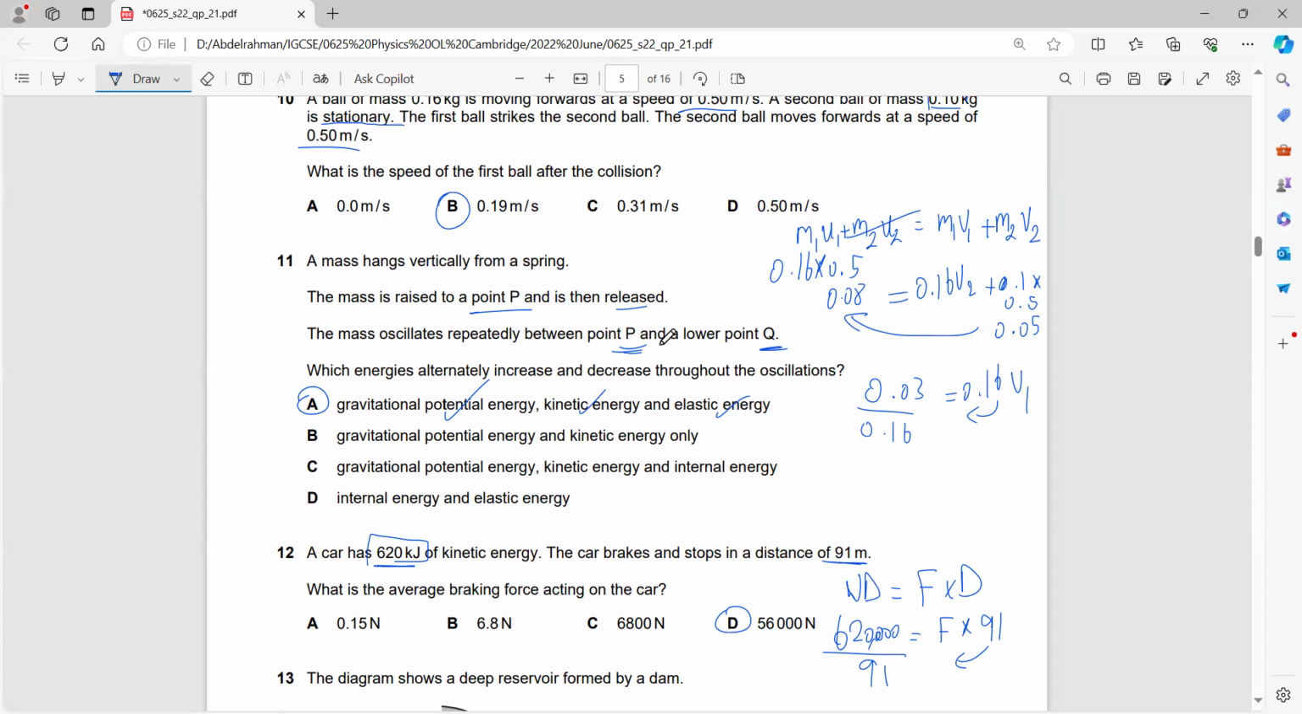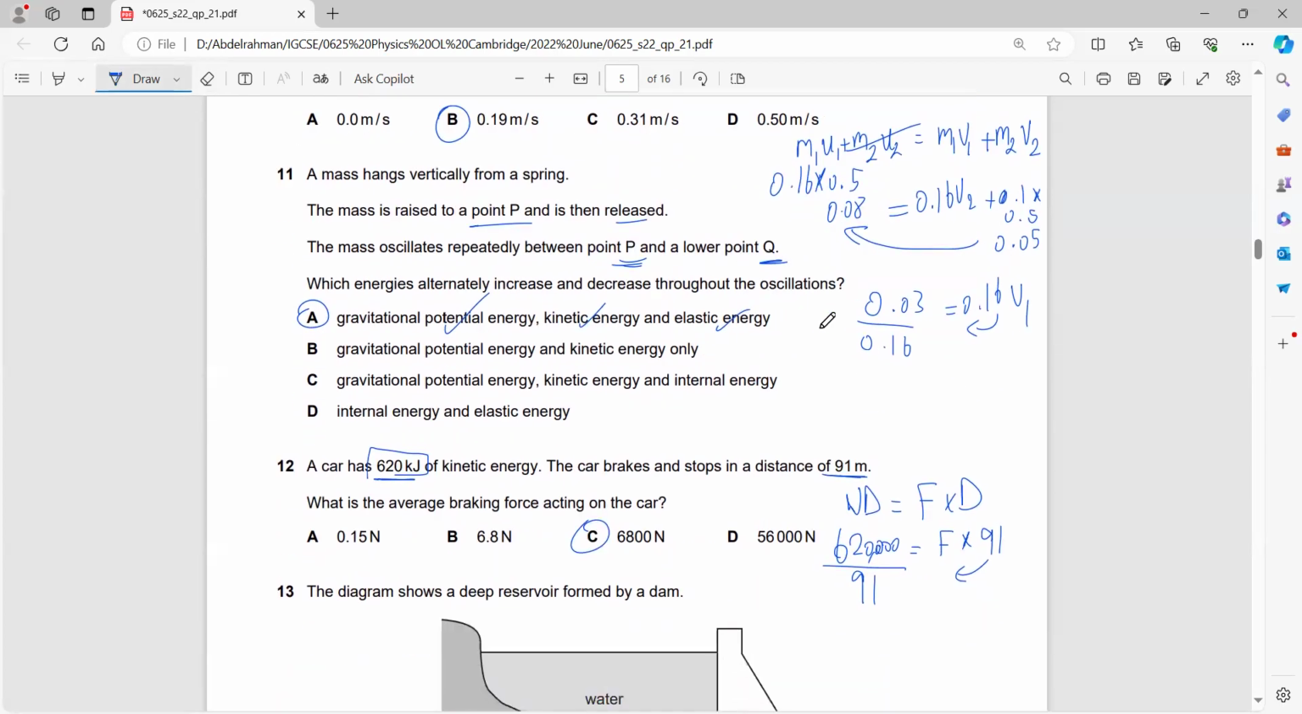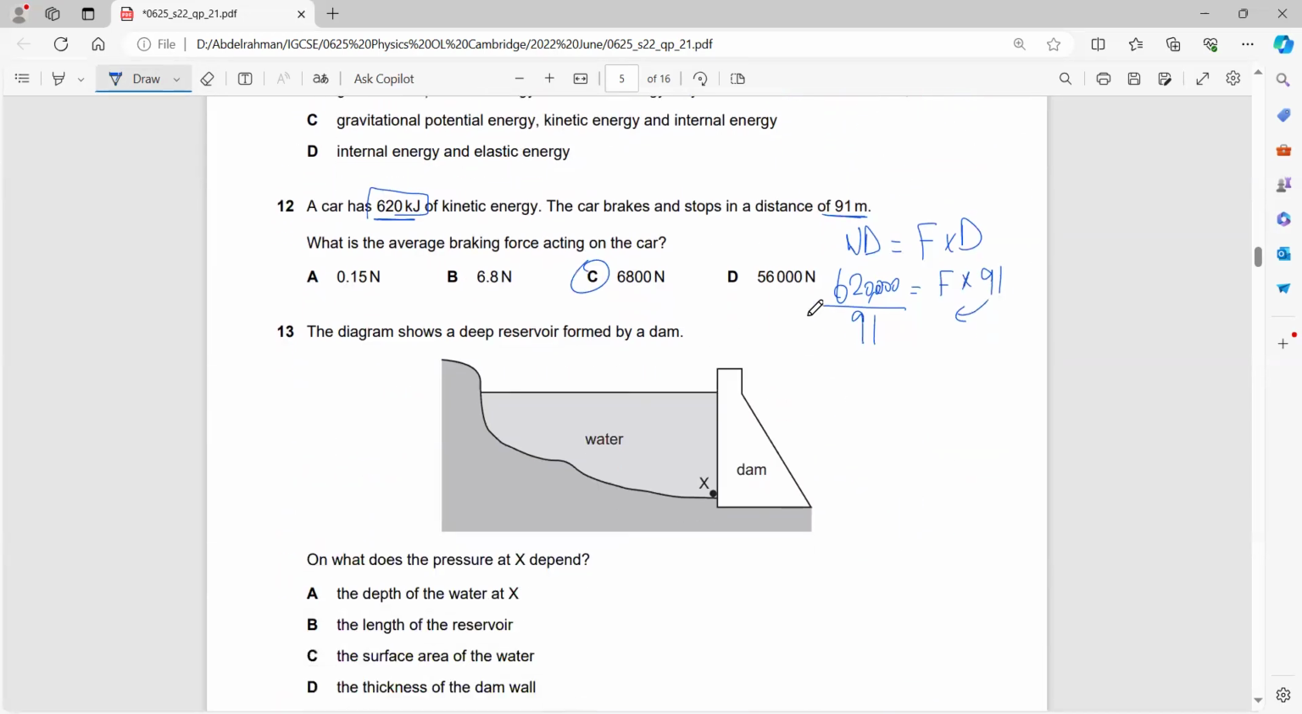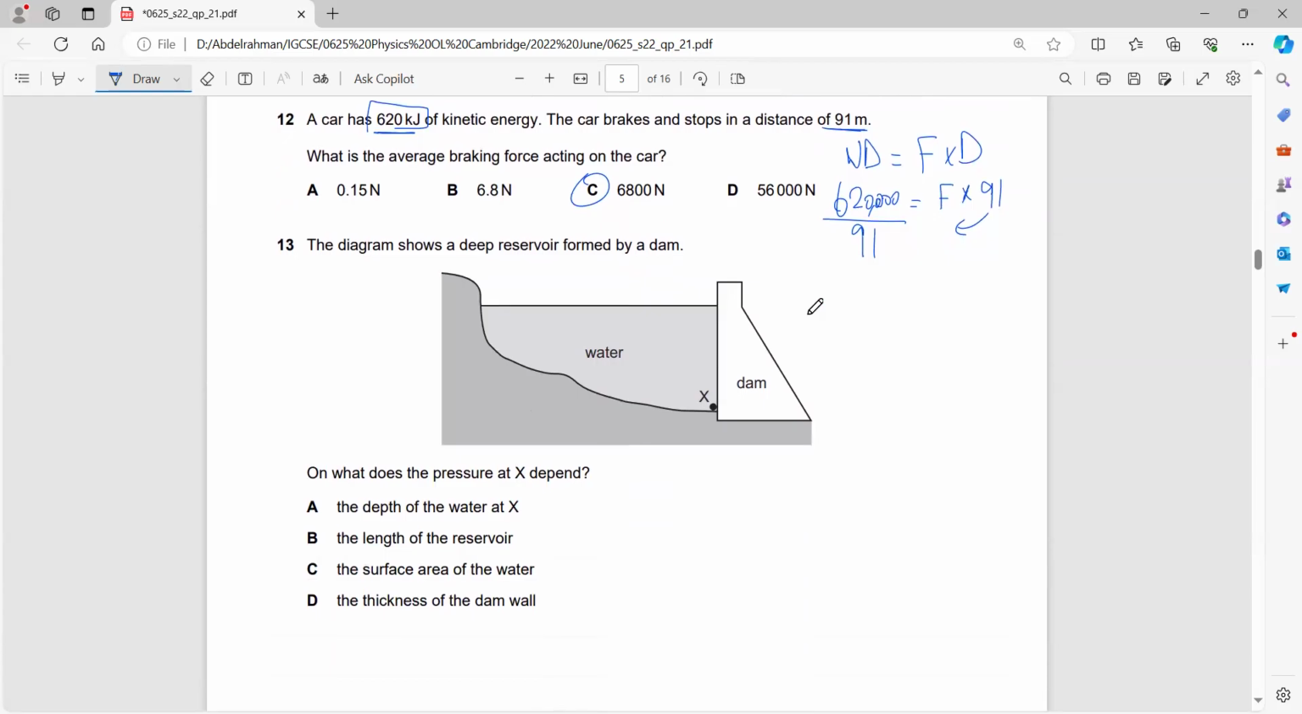But I don't know if my calculator is broken, but I got C. You got the same? Is it C? Yeah, I also got it. Maybe I was wrong. Okay, I'm sorry. It is C. Oh, that's more reasonable. I divided by 10, not by 100.